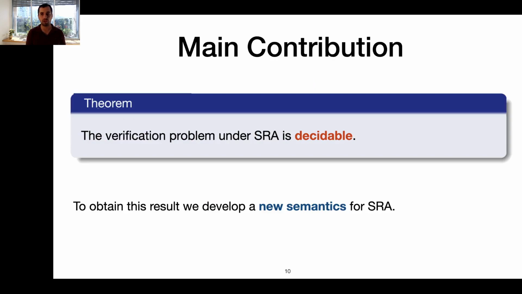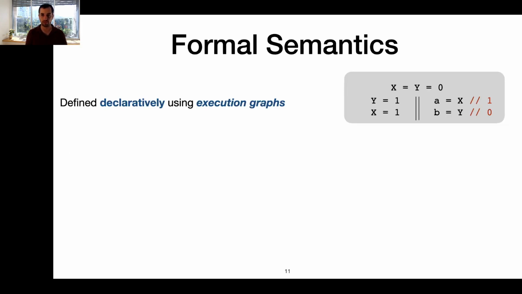The main contribution of our paper is this theorem. We show that the verification problem under SRA is decidable. What is also interesting is the new semantics that we developed for SRA that allows us to achieve this result. Before describing the new semantics, let me briefly define causal consistency more formally.